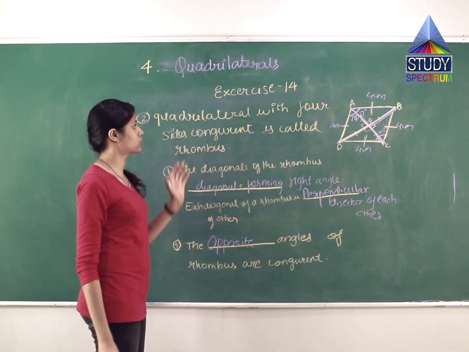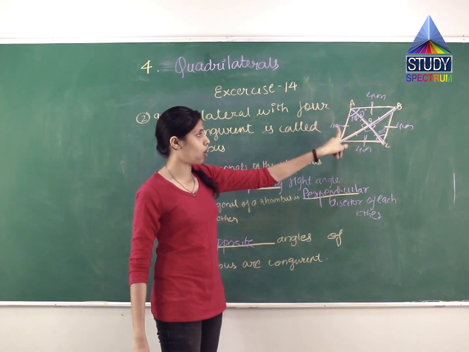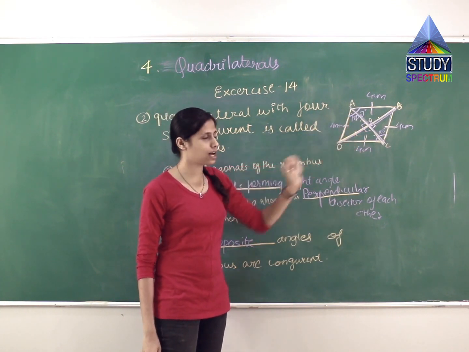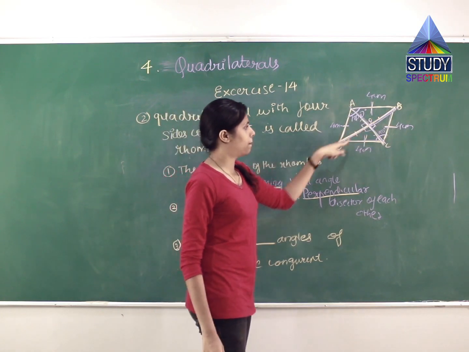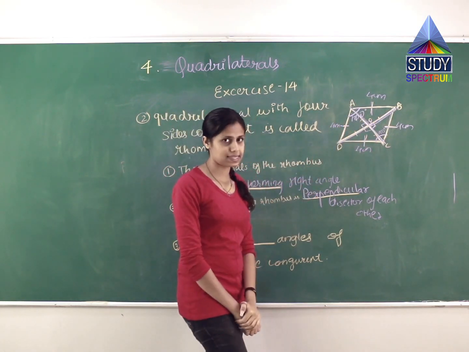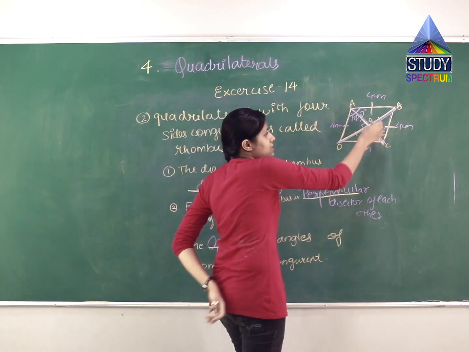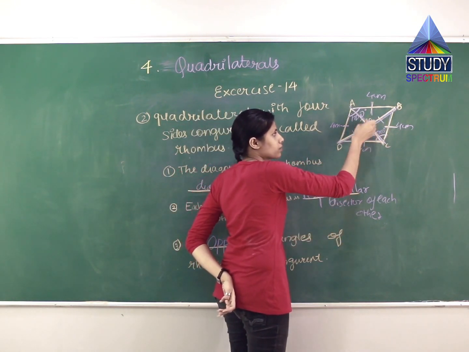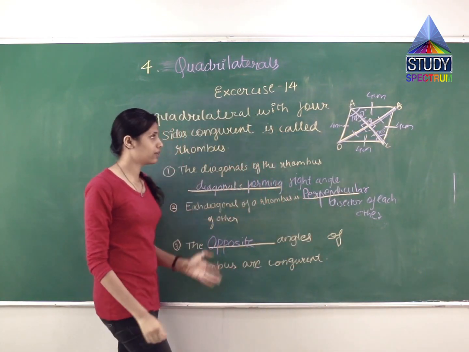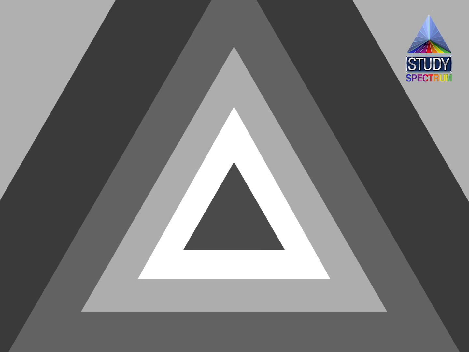So, clear with the features of the rhombus. All the sides of the rhombus are equal in length. The opposite angles are equal. The diagonals of the rhombus are the perpendicular bisectors of each other, and the lengths are also equal. They bisect each other at 90 degrees. So these are the features of the rhombus.